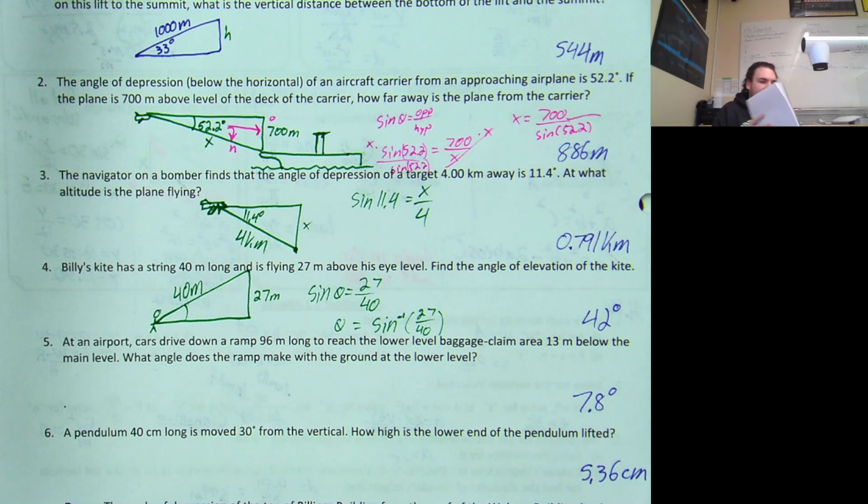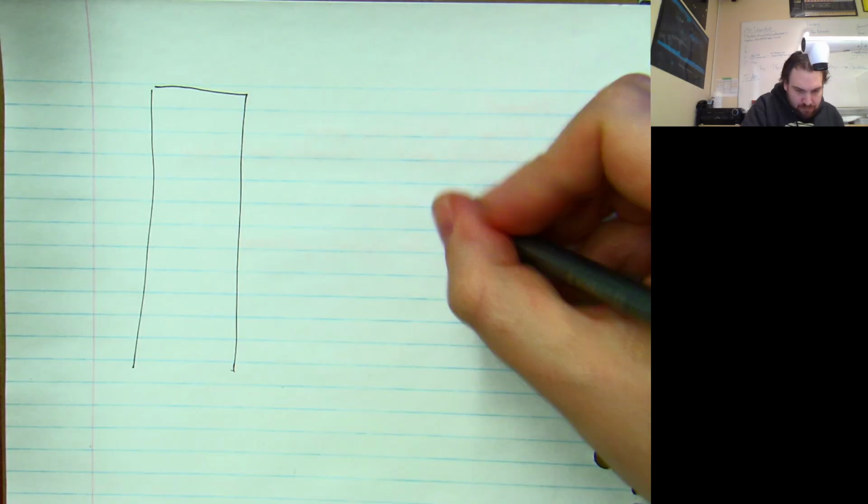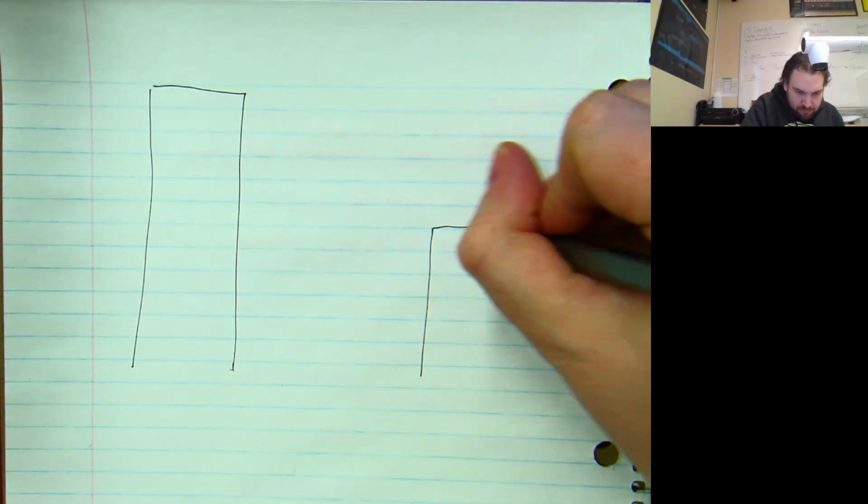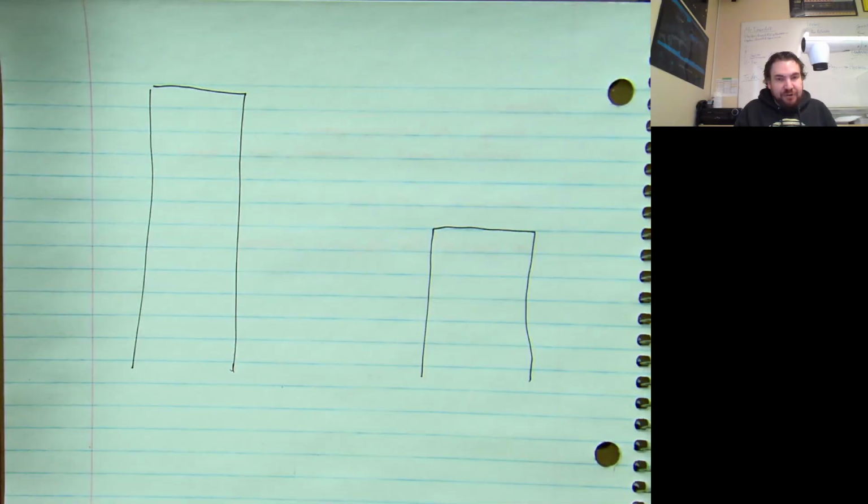The bonus question is going to require some additional paper. Here we go. Because I need to draw a little bigger than I did on my notes on the board. We have two buildings. For the sake of my drawing, I'm trying to make one obviously smaller than the other.